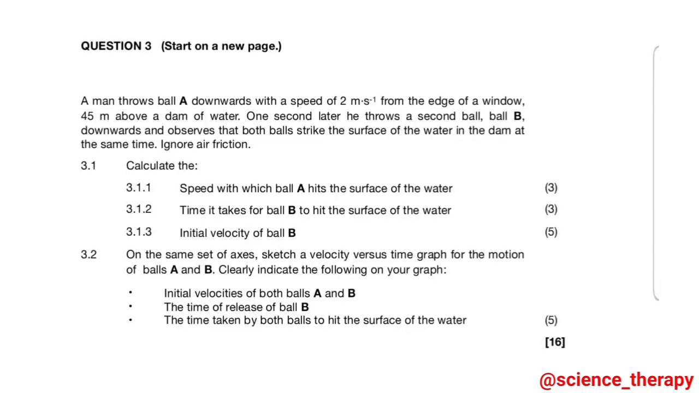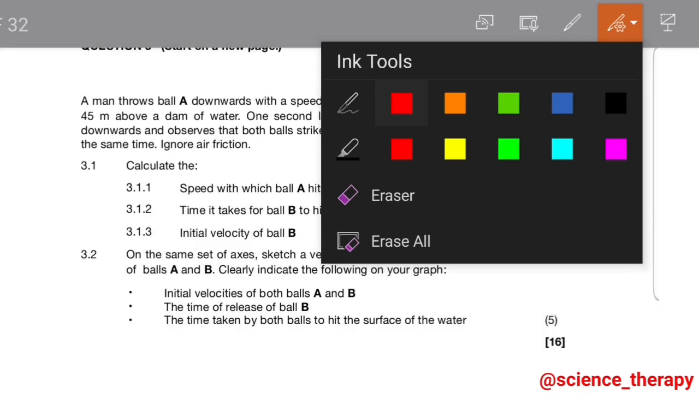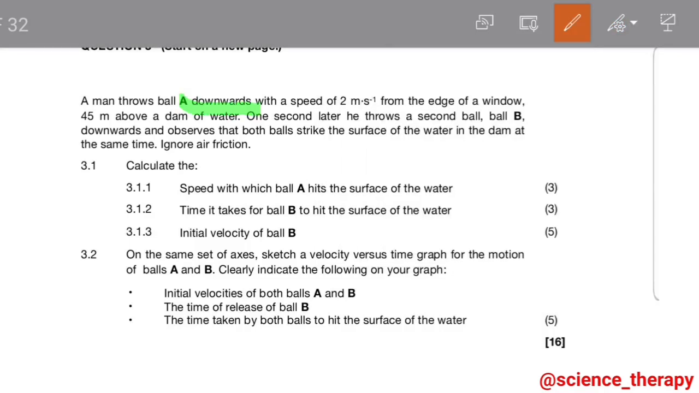So now we are given question 3. It says a man throws ball A downwards. So downwards, that's our direction of motion. Then with a speed of 2 meters per second, that's our V initial, from the edge of a window, 45 meters above a dam of water. 1 second later, he throws a second ball B, downwards, and observes that both balls strike the surface of the water in the dam at the same time, right?